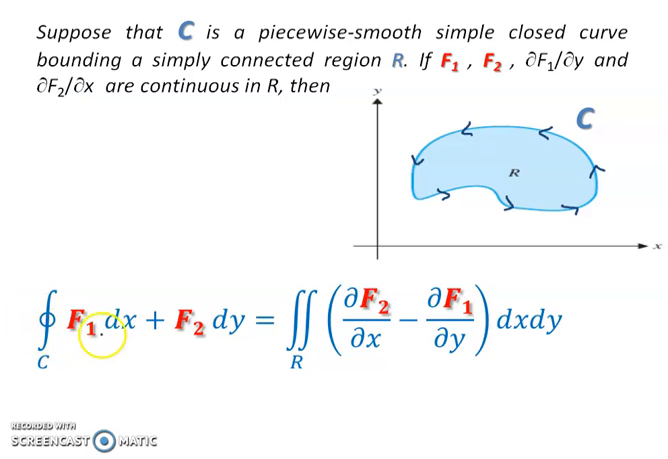C, f1 dx plus f2 dy, gives the same answer as the double integration over the region R of the partial derivative of f2 with respect to x minus the partial derivative of f1 with respect to y, dx dy. We use this rule to transfer integration from line to double or from double to line, as in the next example.